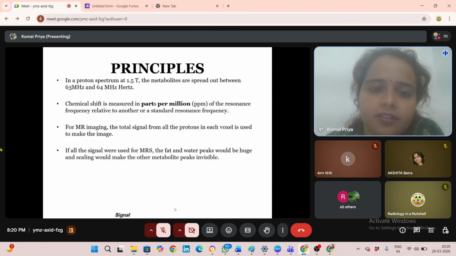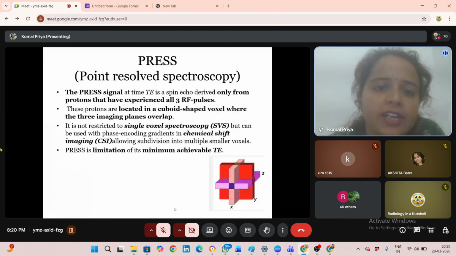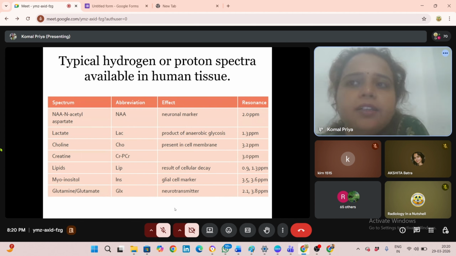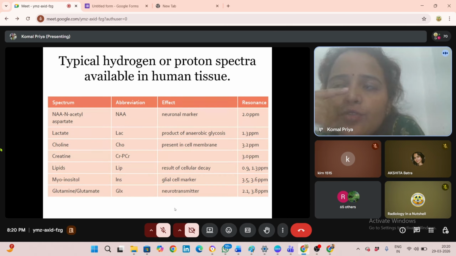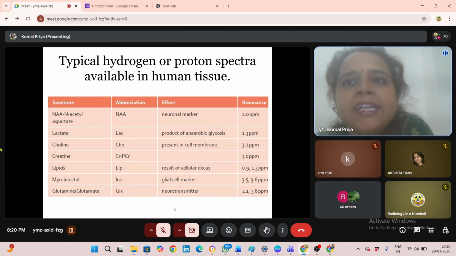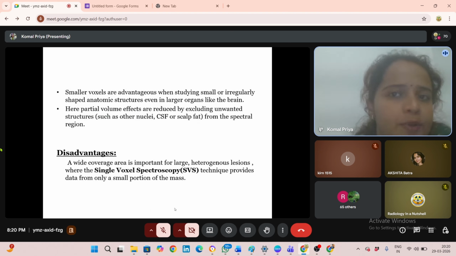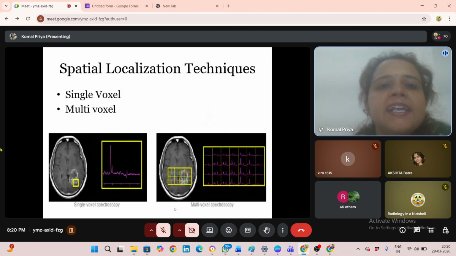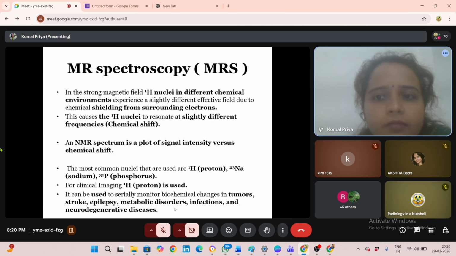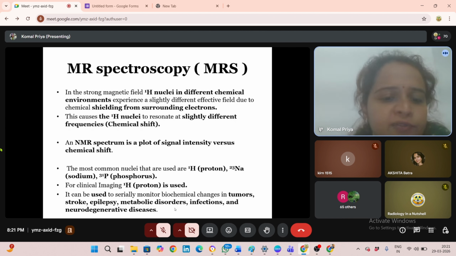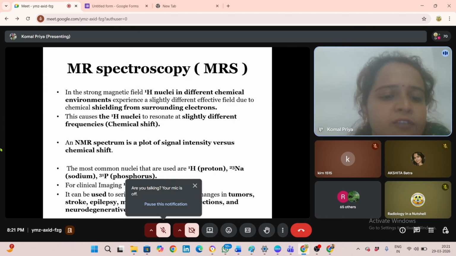And all this, I'll be explaining, don't worry, I'm just showing you. These will be the chemical shift of all these spectrum you will see in MR spectroscopy, that will shift between the intensity and frequency. Okay, so there are two techniques to acquire MR spectroscopy, which is single voxel technique and multi-voxel technique, right? As you can see on the slide, it is written that the most common nuclei used for MR spectroscopy are hydrogen proton, sodium, and phosphorus. For clinical imaging, hydrogen proton is used.